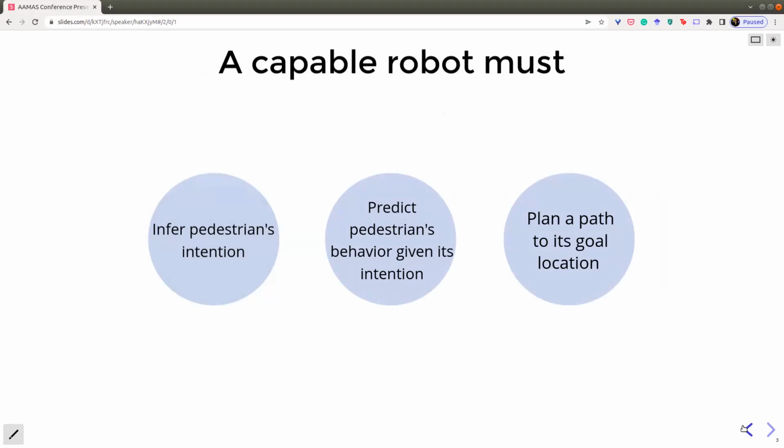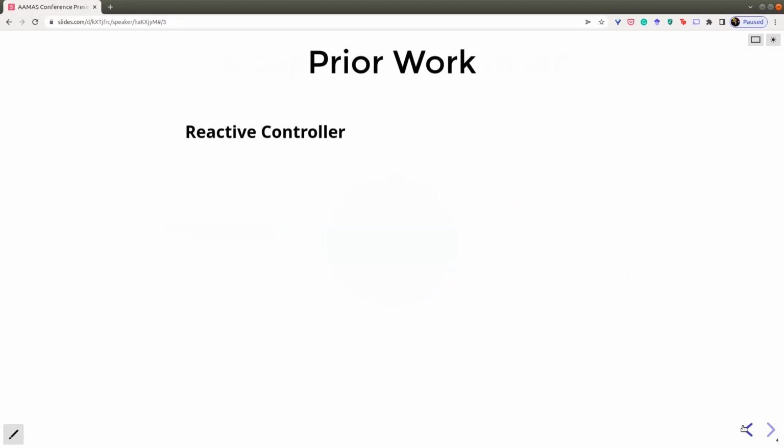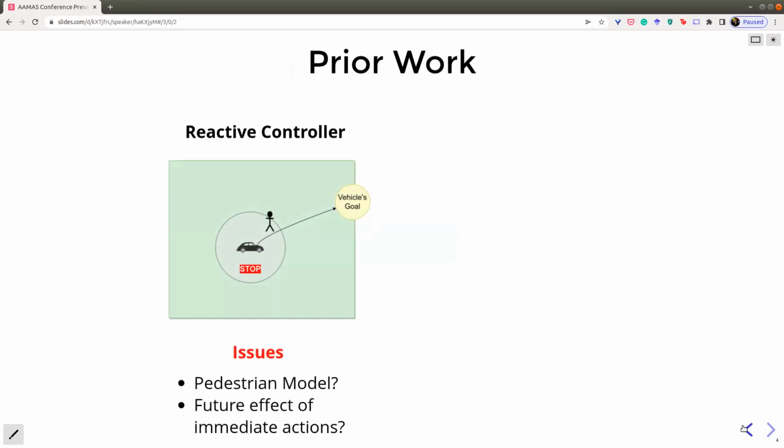Our work can be situated within a body of literature that focuses on the third component of determining the best plan of action for an autonomous vehicle. In recent years, a number of research efforts have focused on solving this problem. Less complex approaches use reactive control schemes, where the vehicle tries to move along a predetermined path and stops as soon as a human comes within some distance of the vehicle. This approach doesn't utilize a pedestrian model and also doesn't account for the delayed effects of the robot's current action. As a result, these approaches often lead to suboptimal decisions.